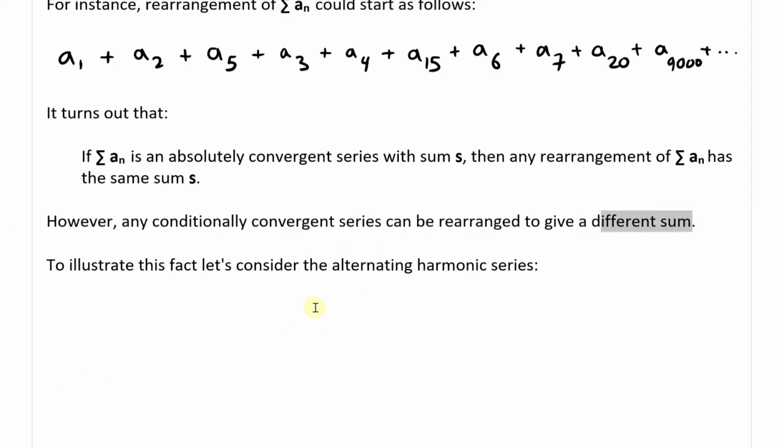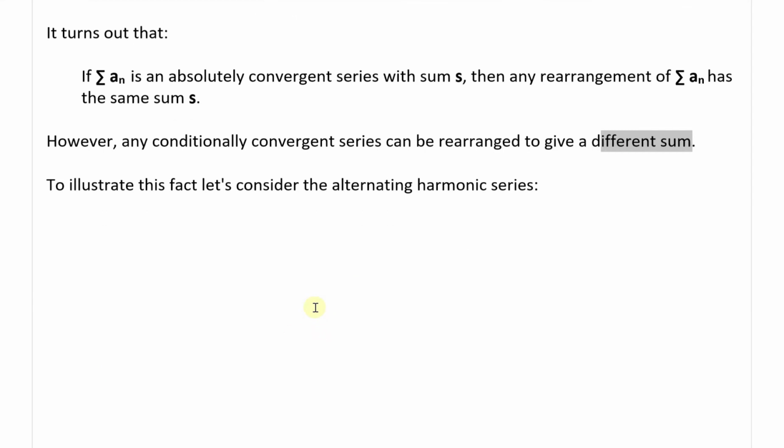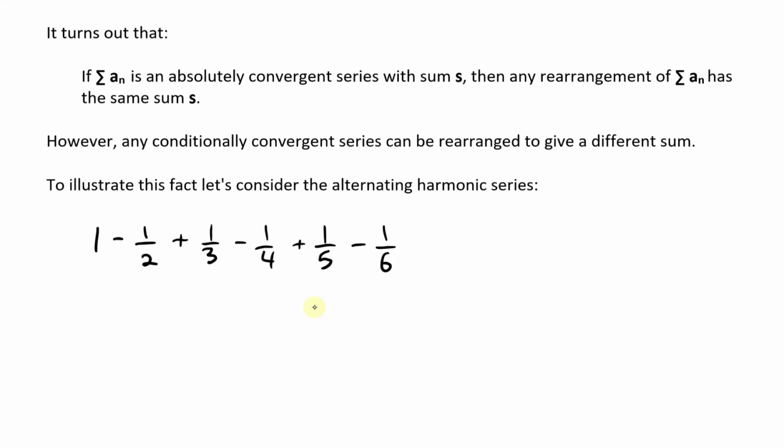To illustrate this fact, let's consider the alternating harmonic series. Remember the alternating harmonic series? It's a p-series with p equals 1, but alternating. So we have 1 minus 1 over 2, plus 1 over 3, minus 1 over 4, plus 1 over 5, minus 1 over 6, plus 1 over 7, minus 1 over 8, and this keeps going indefinitely, dot dot dot.